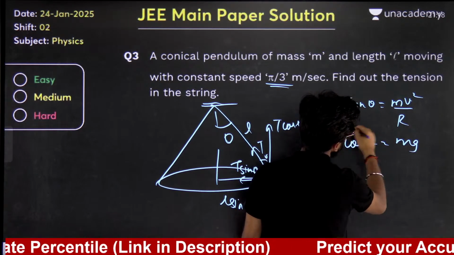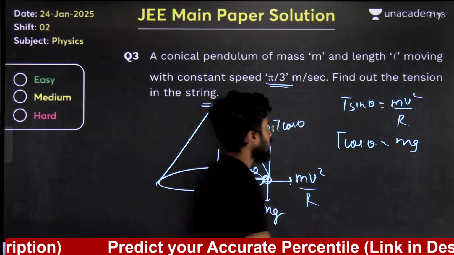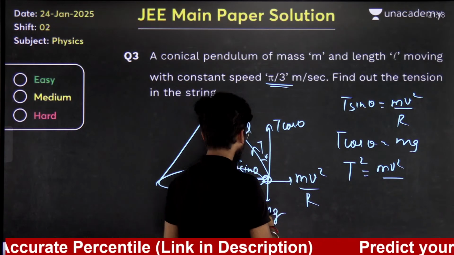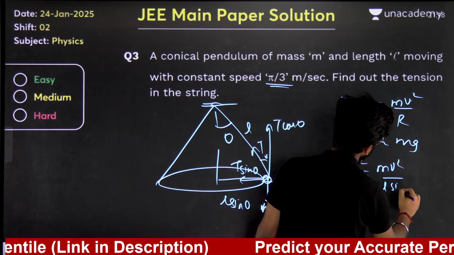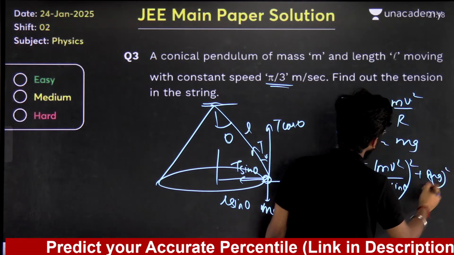That is equals to mg. Now we have to find the time period. So just square both equations and add them. So we will get T square, that is equals to mv square by g. Sorry, r is what? R is L sine theta. So L sine theta, and its square plus mg square. So from here we can find the tension.